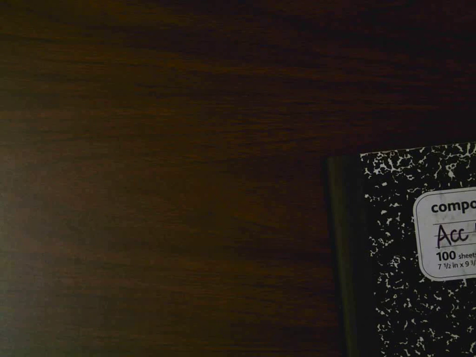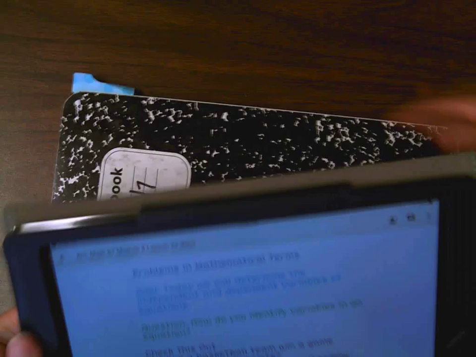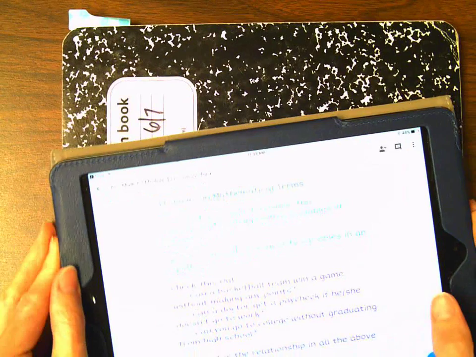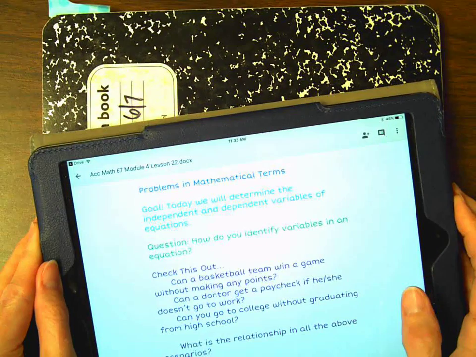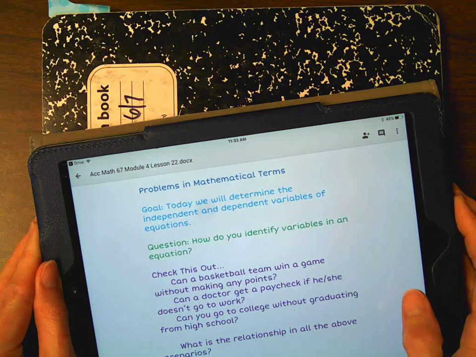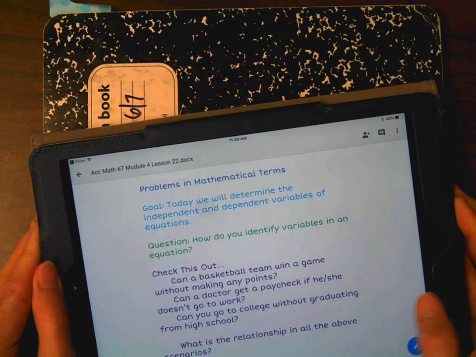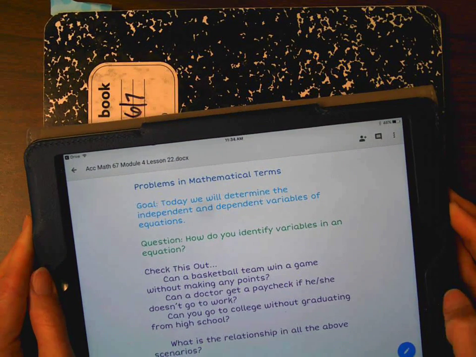I'm turning to our iPad for our notes. And here we go. All right, getting it to focus a little bit. There we go. Make sure everything can be seen. Problems in mathematical terms.